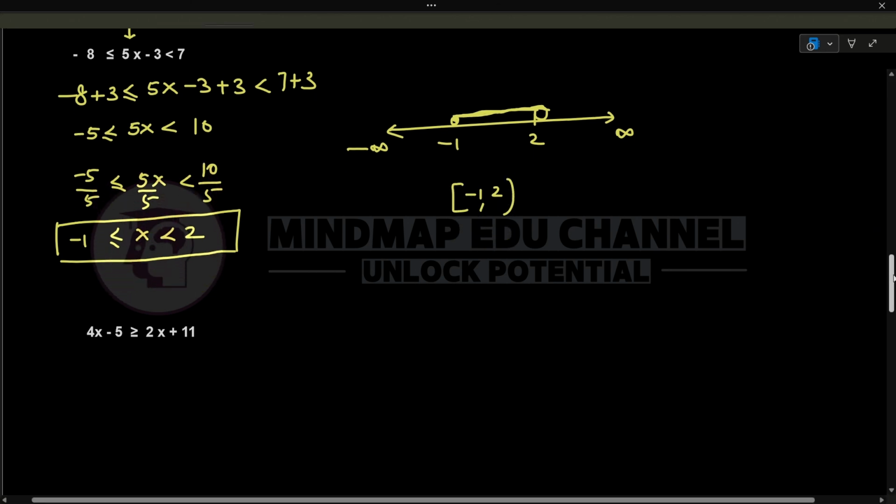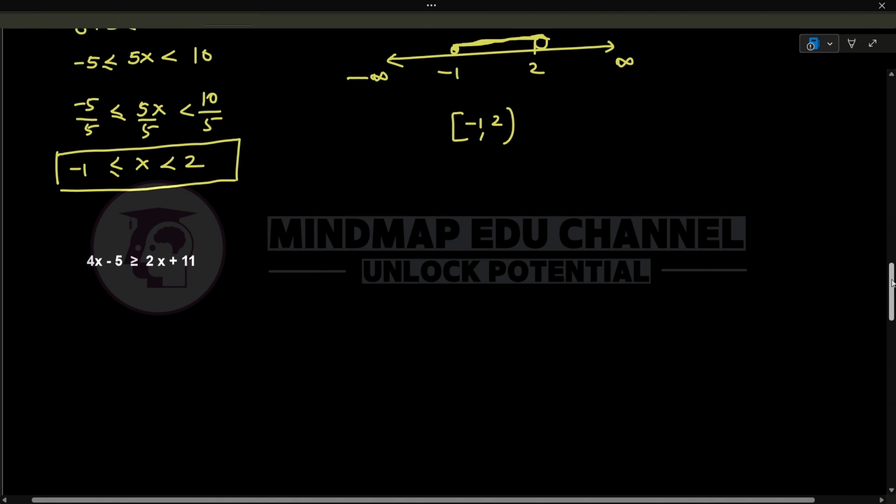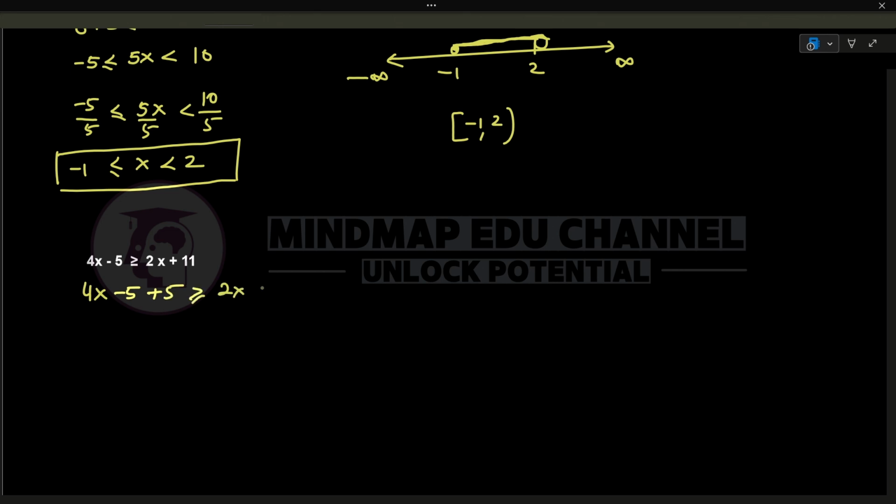I hope everything is getting clear. Let's see the next example. Here it is 4x minus 5 greater than or equal to 2x plus 11. Now, add 5 on both the sides of the equation. We will get plus 5. Here we'll get 4x greater than or equal to 2x plus 16.